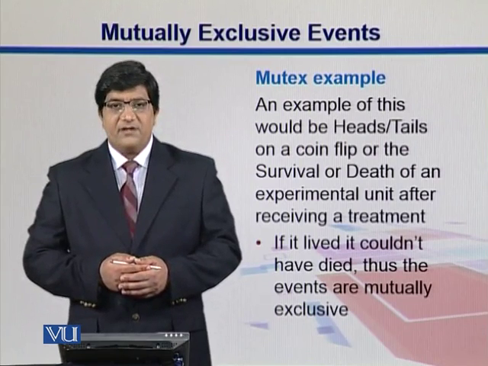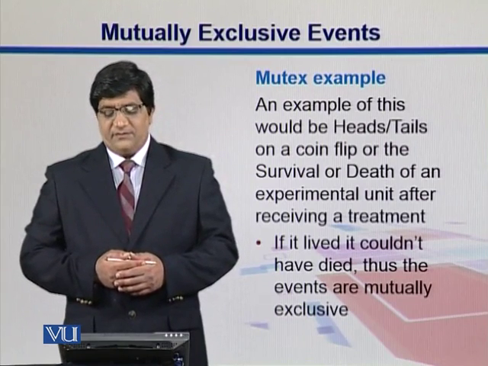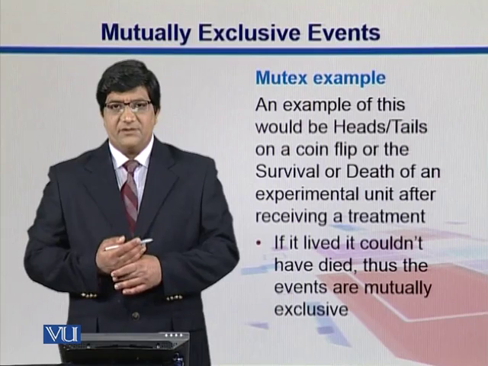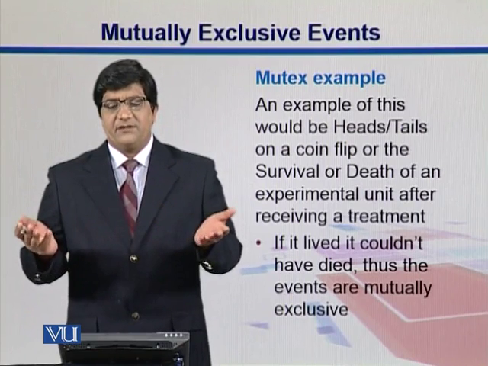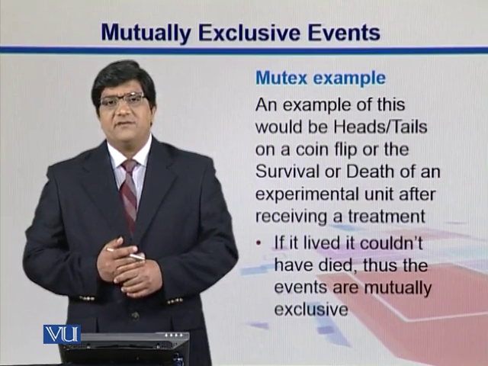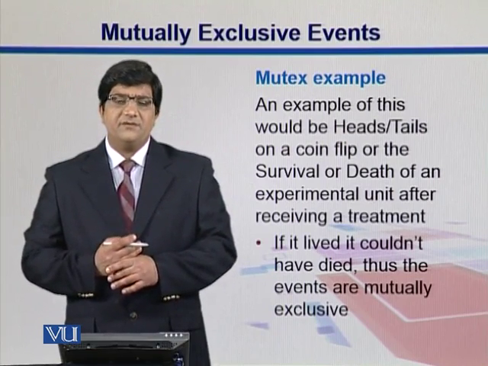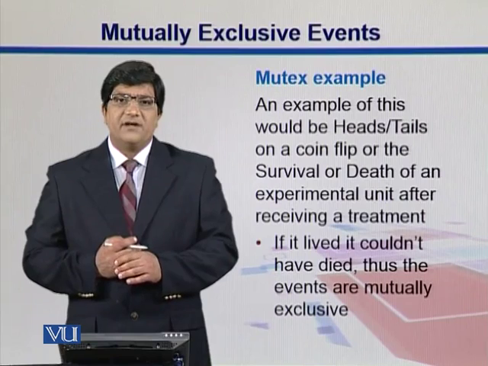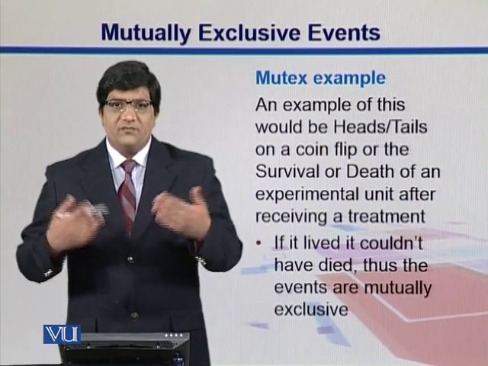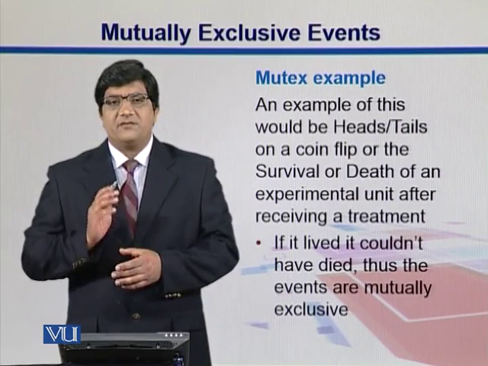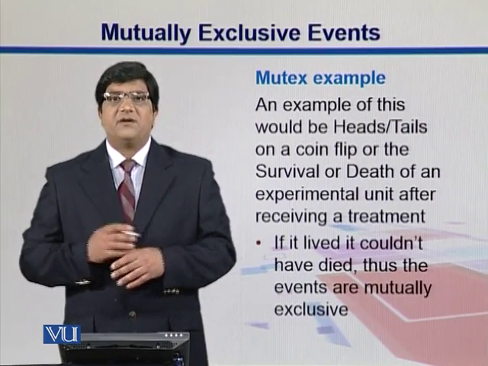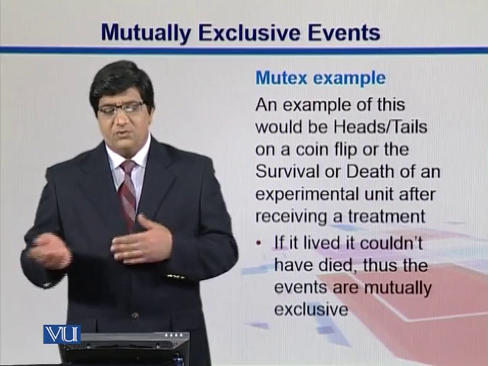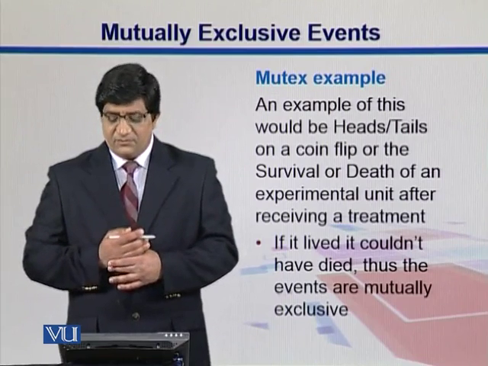In the same way, consider survival or death of an organism in some experimental unit to which you are applying some treatments. Say for example you are applying the treatments on rats. In this example, the rats are your experimental units. Whether they survive or they die, we cannot have both things possible for each individual. If it survives, it has not died. So death and life are two mutually exclusive events.